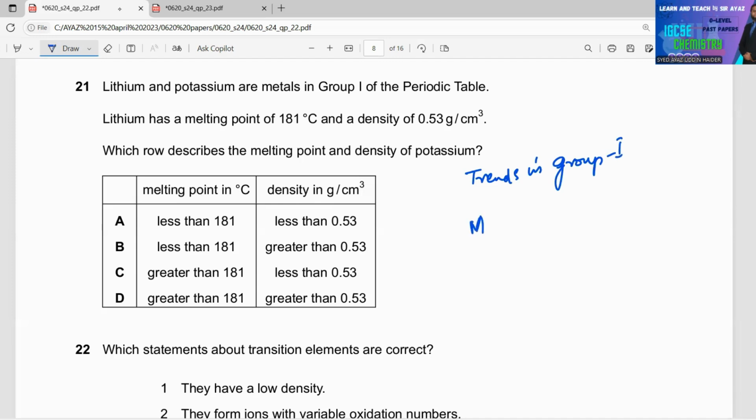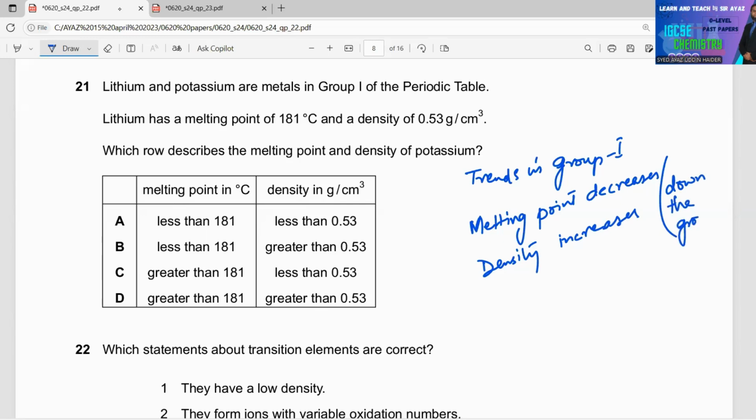Melting point decreases down the group, and density increases down the group. Both the trends are down the group. So for potassium, the melting point must be lower than this 181 degrees centigrade. So either A is correct or B is correct. C and D are incorrect. What about the density? Density must be greater than 0.53. So B must be the right answer in this case.